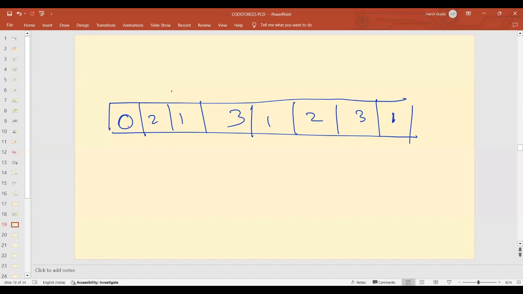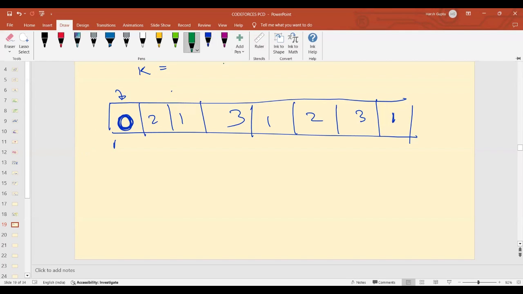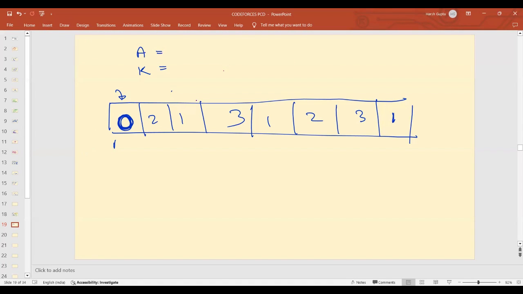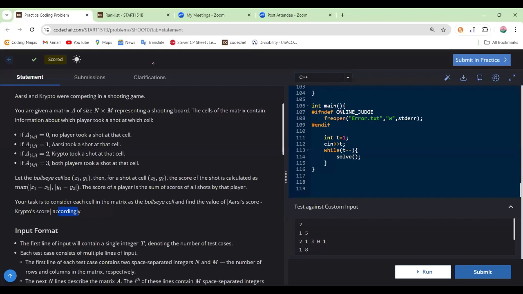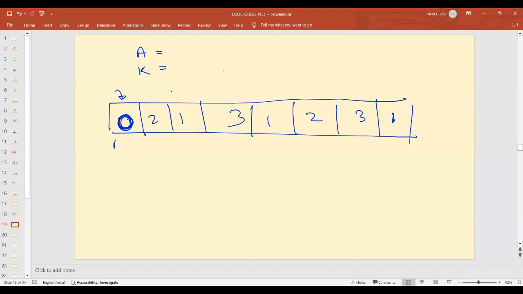Tell me the score of Arshi and crypto at this particular cell. Tell me fast. Maintain a variable, score of Arshi and score of crypto. Tell me the score of Arshi at this particular point. Sorry, it's not RP, it's Arshi. Let's not get stuck with the name. It's Arshi, but okay. Tell me the score of this A at this particular cell.